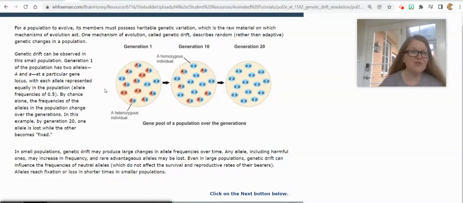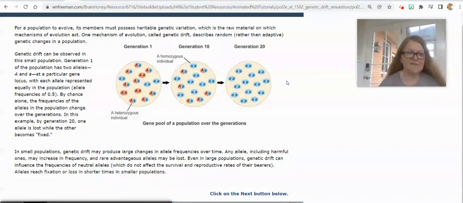So if you look at generation one, it has two alleles, the dominant and recessive of a particular gene. And so the allele frequency is about 50%. By chance alone, the frequencies of the alleles in the population change over generations. So if you look at generation 10, and then you look at generation 20, you can see that the gene pool of the population over this many generations has changed drastically.